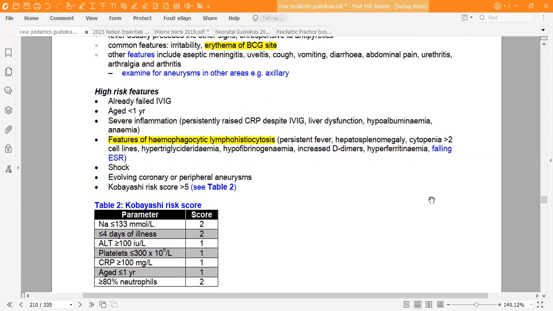Okay, shock, evolving coronary or peripheral aneurysm, Kobayashi risk score more than 5. We have here a risk score called Kobayashi. You have to know about it, but it's not crucial. No one asks about it in the exam, but it's just for your knowledge.